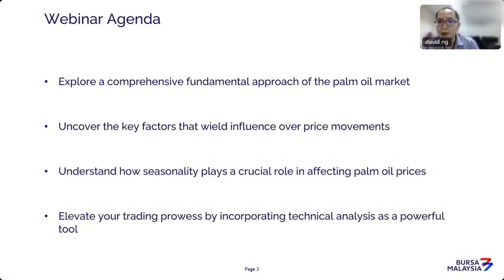Last but not least, looking at things from a technical perspective will give an edge in terms of looking at entry levels and exit levels, and where we should put our stop loss. Markets are very volatile.